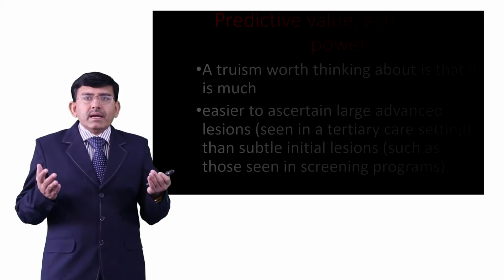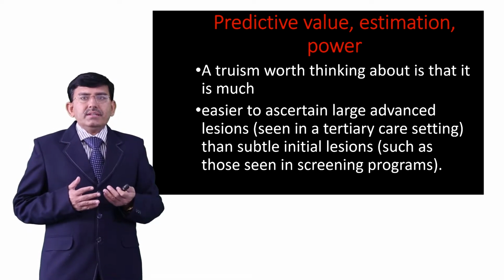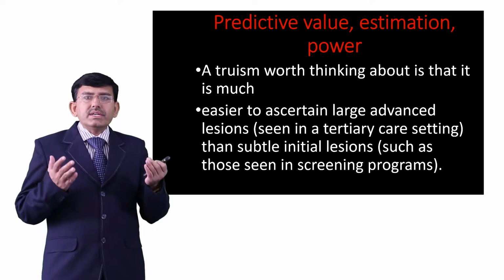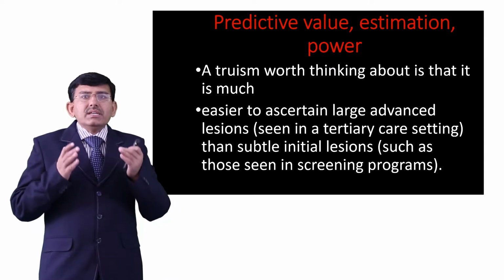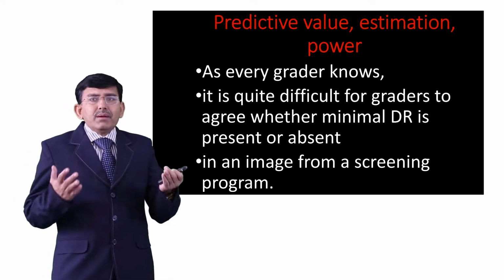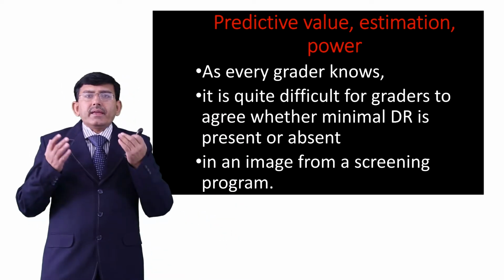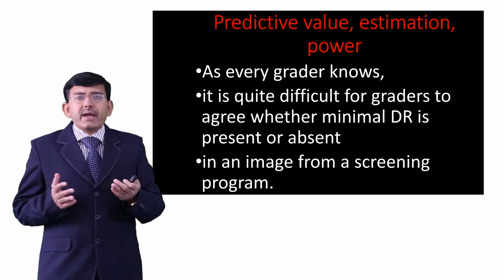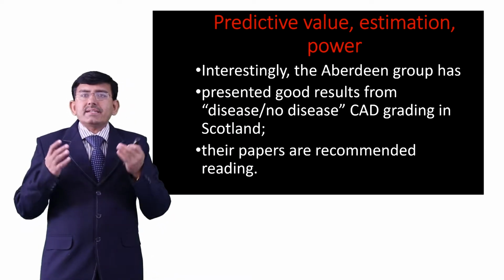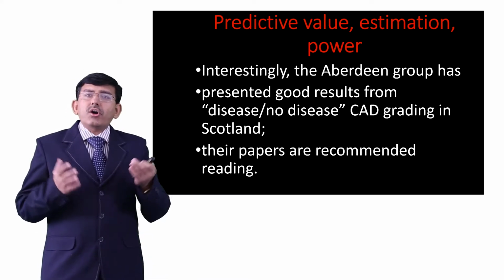A truism worth thinking about is that it is much easier to ascertain large advanced lesions seen in a tertiary care setting than subtle initial lesions such as those seen in screening programs. As every grader knows, it is quite difficult for graders to agree whether minimal diabetic retinopathy is present in a subject or it is absent. In an image from a screening program which has been carried out to test all age groups of the society, interestingly, the group has presented good results for disease or no disease.